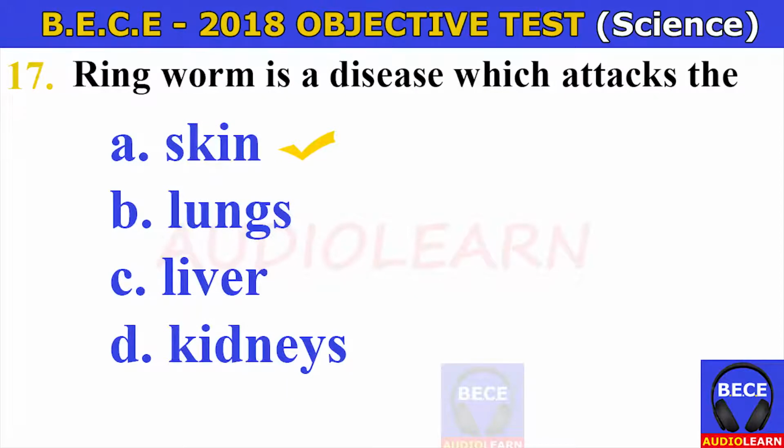Number 17. Ringworm is a disease which attacks the A. skin, B. lungs, C. liver, D. kidneys. And the answer is A, which is skin. Ringworm is a disease which attacks the skin.